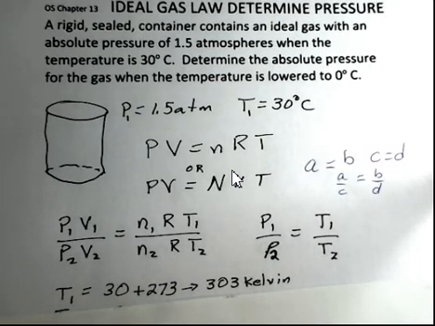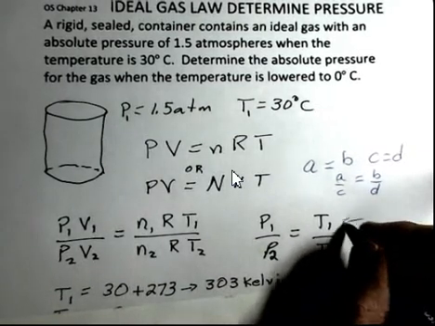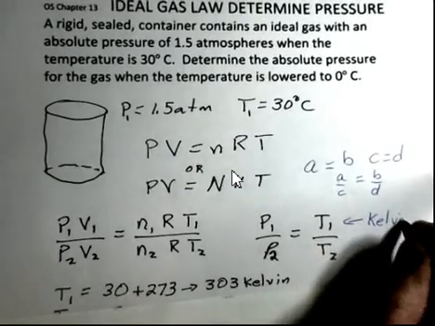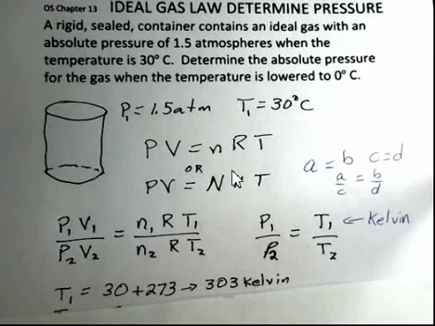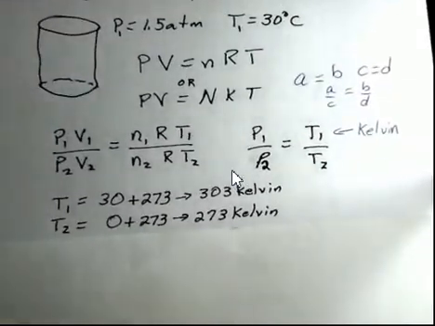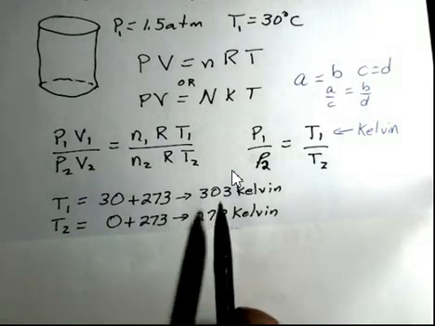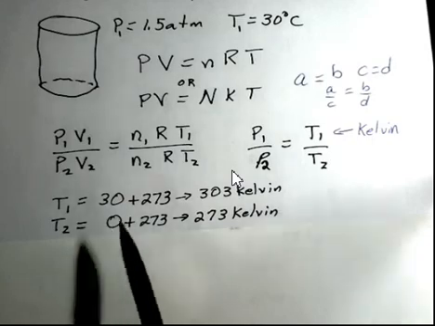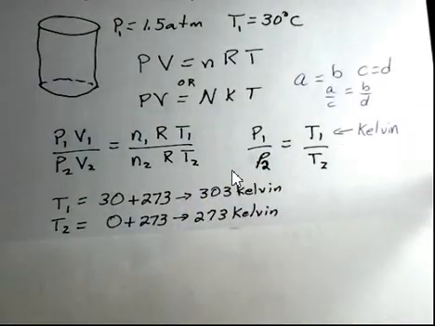What you must be careful about here is this temperature must be in Kelvin. It cannot be Fahrenheit, cannot be Celsius. So the temperature T in both T1 and T2 must be in Kelvin. So that's my next task. What are those temperatures? Well, T1 is 30. I add 273 to find the Kelvin temperature, so it's 303 Kelvin. T2 is 0. That was what we're going to lower the temperature to, 0 degrees Celsius. So that gives us 273 Kelvin.